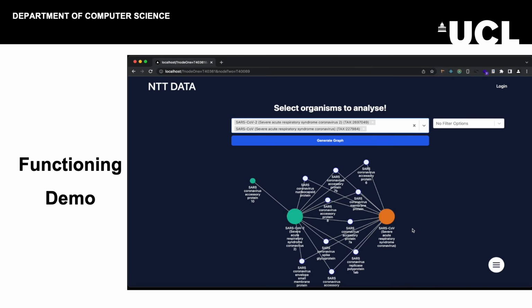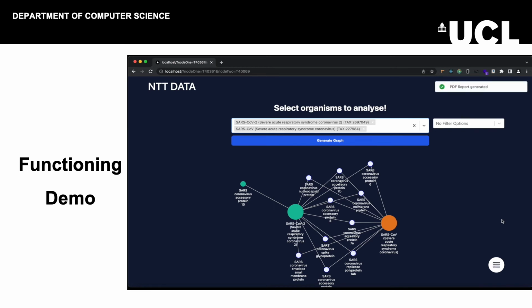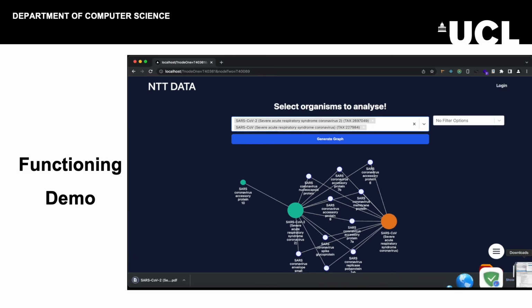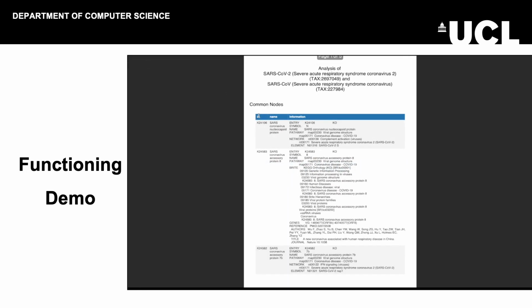I'm happy with the current analysis, however I want to document this for use offline as a reference. I go to the toolbar again, and I can generate a PDF. The generated PDF has information on the analysis, which includes common nodes and their taxonomies, and I could perhaps share this with my peers as well.